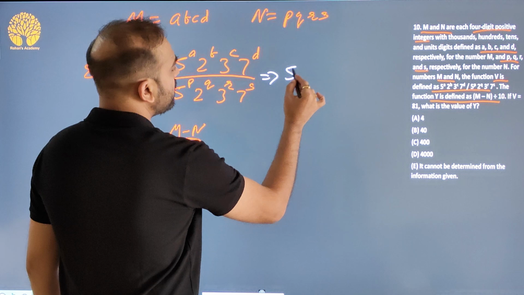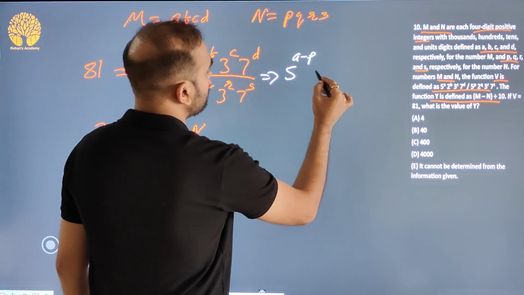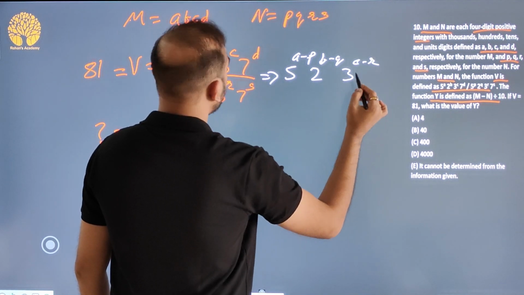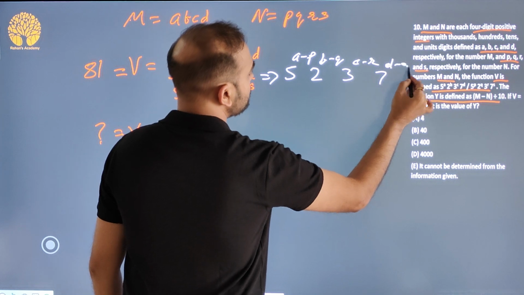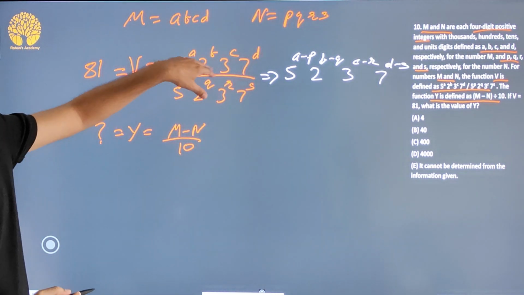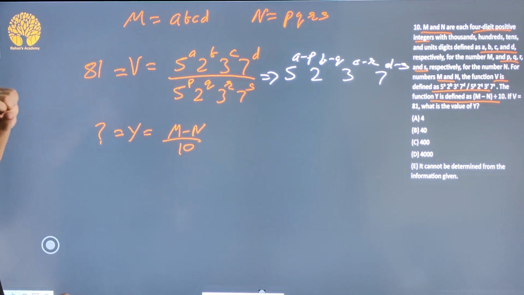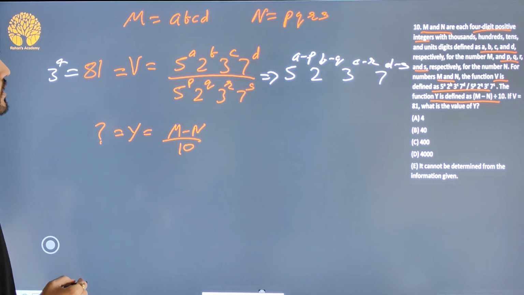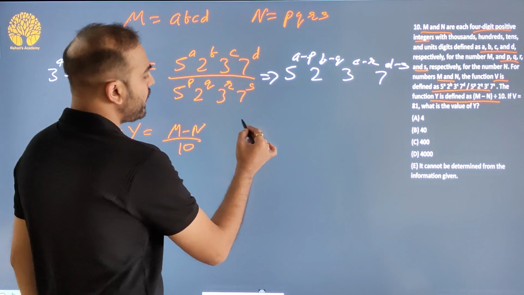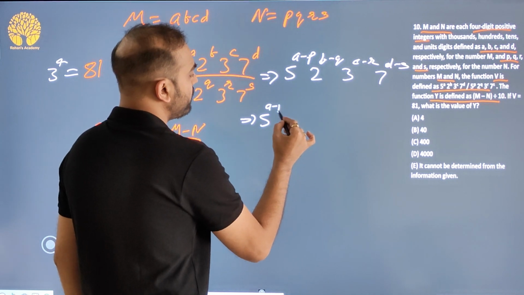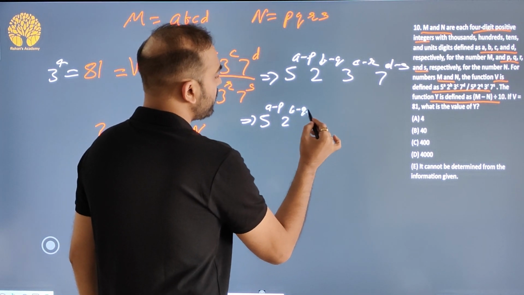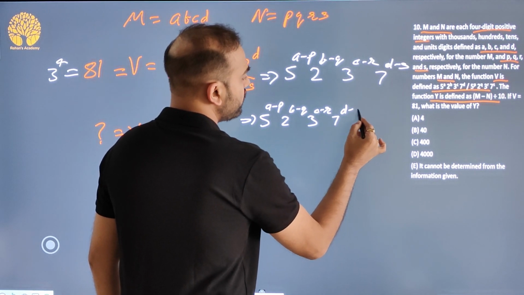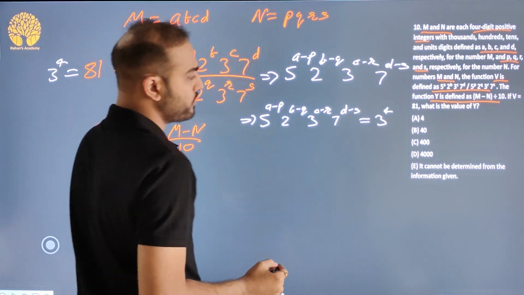5 power A by 5 power P becomes A minus P. 2 power B minus Q. 3 power C minus R. 7 power D minus S. When I divide, the powers subtract. This is equal to 81. 81 is 3 power 4. So I basically get 5 power A minus P, 2 power B minus Q, 3 power C minus R, 7 power D minus S is equal to 3 power 4.